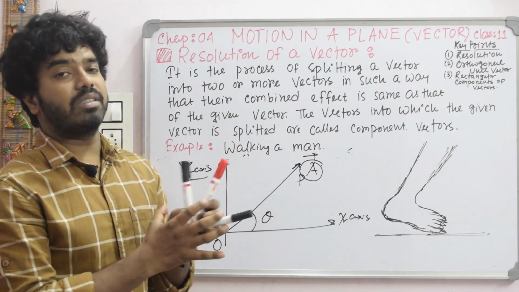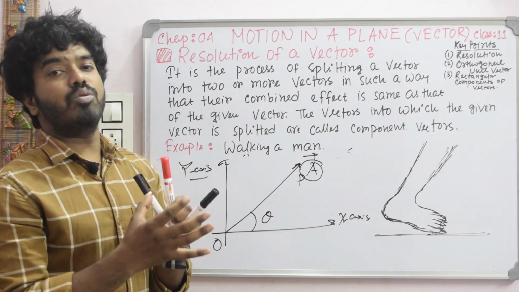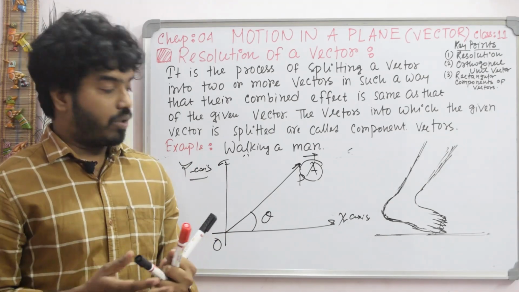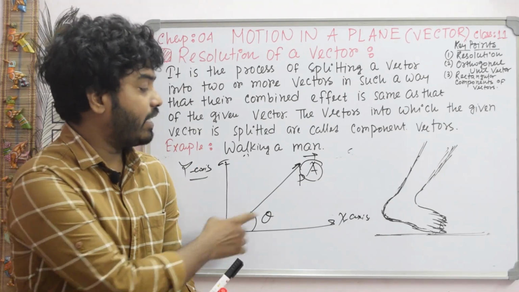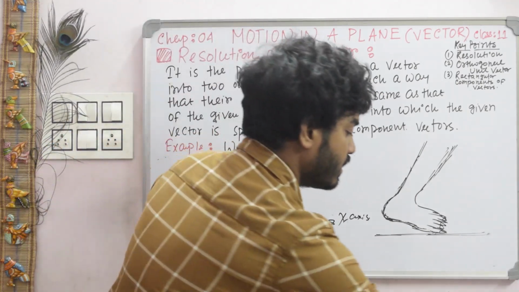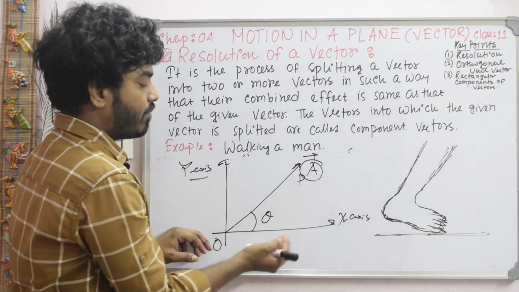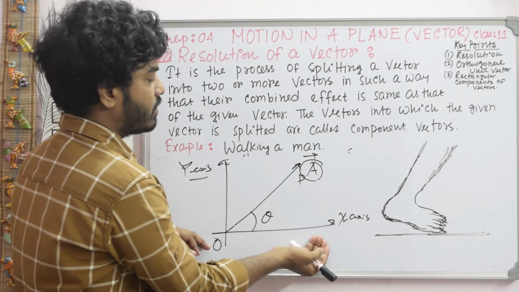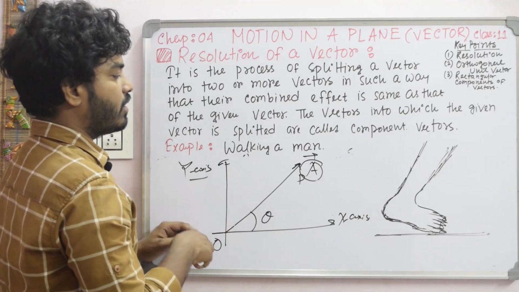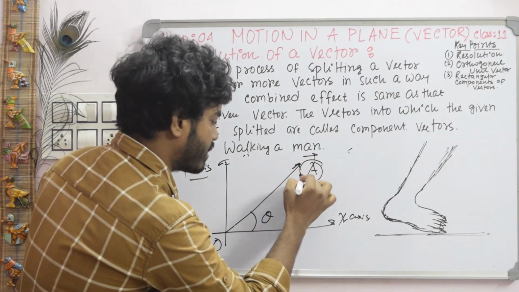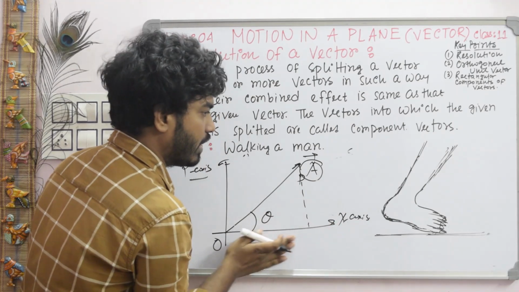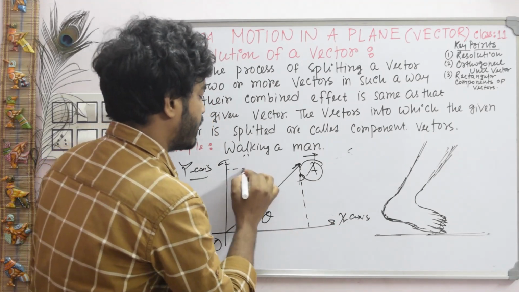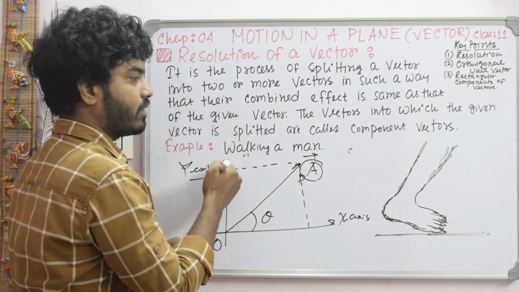Resolution of a vector means the splitting of a vector into two or more vectors. So when vector A is directed along this way and makes an angle theta with the x axis, and this is our y axis, obviously this vector has some component along x axis and some component along y axis.